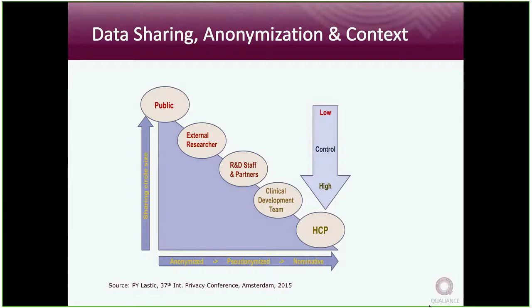So when the data is collected, let's say at the healthcare professional, whether it is in the context of a trial or in the context of let's say going to the doctor or the clinic, the data is nominative. We want to be able to go back to the patients. We want to have their address, their phone number, being able to call them back. When the data is, let's say, passed on to the clinical development team, the data is pseudonymized.